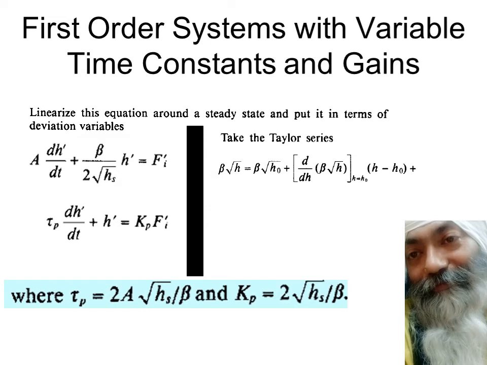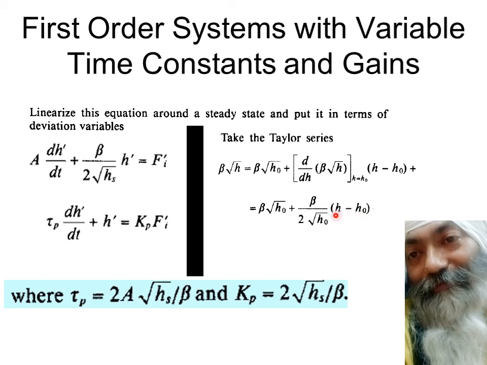So I think there should not be any doubt about how we come to the next point. The next point is that we have retained this beta into under root h as such, and taking the derivative of this, we got beta upon 2 under root h at h is equal to h naught. So this becomes another constant, beta upon 2 under root h naught, where h naught is the value of h at steady state, into h minus h naught. Now we have to take everything in deviation terms.